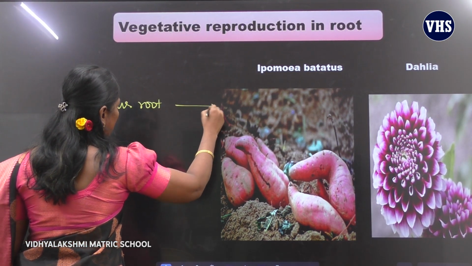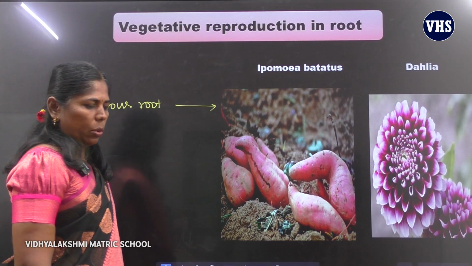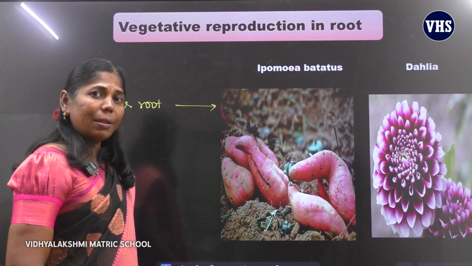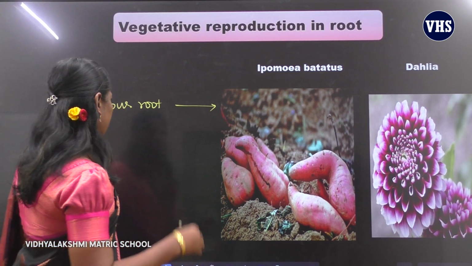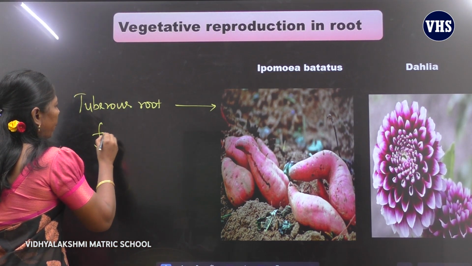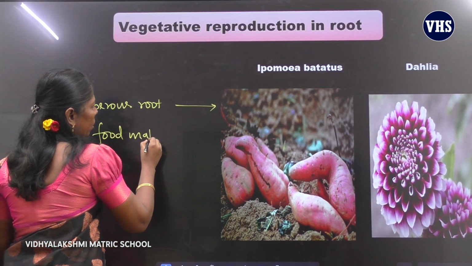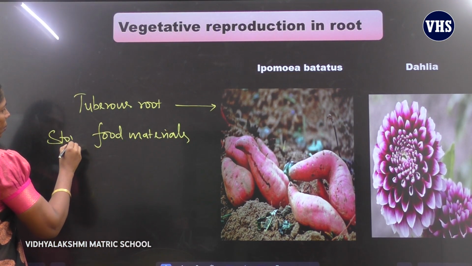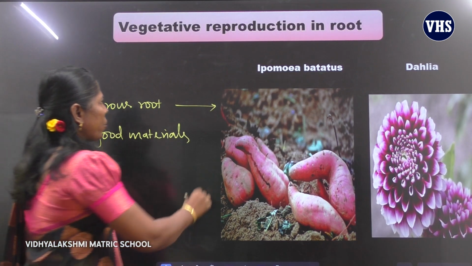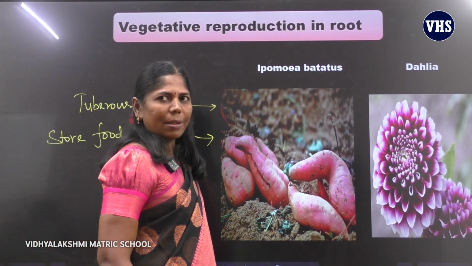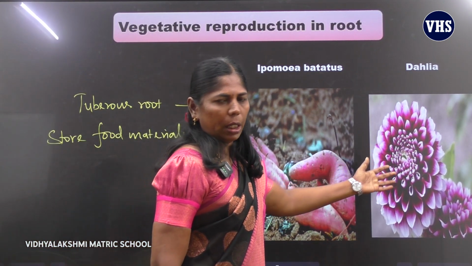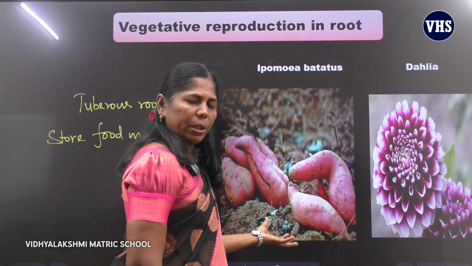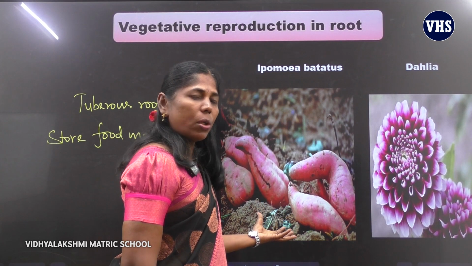Okay, these are all tuberous roots. So what are the functions of the tuberous root? This is used for vegetative propagation. Other than that, they can store food material. They can store the food materials. Okay, so this is the main function. So Ipomoea batatas is one and another one is dahlia. Ipomoea batatas we know, sweet potato we call it. Sweet potato is actually a root, so they can store the food materials.